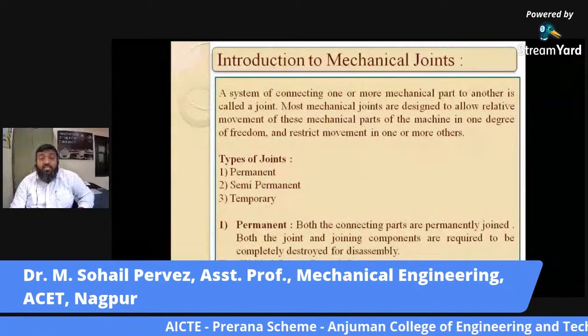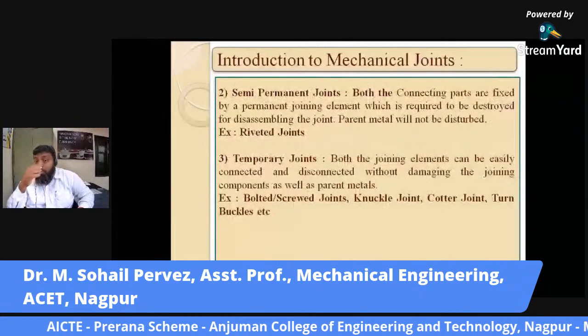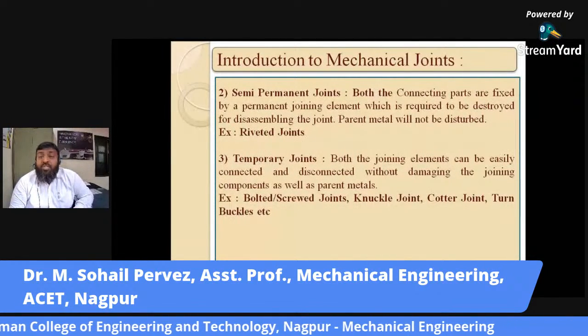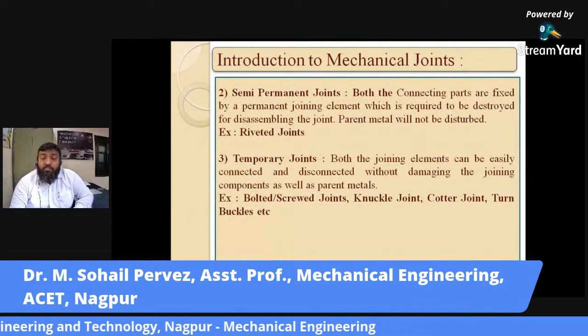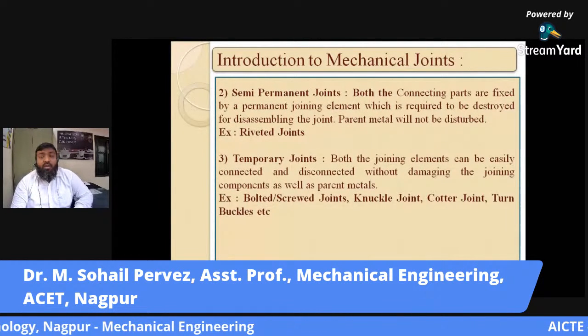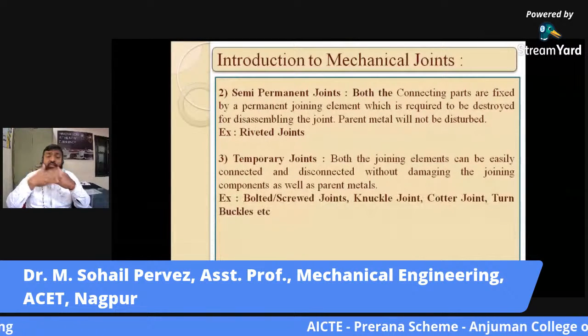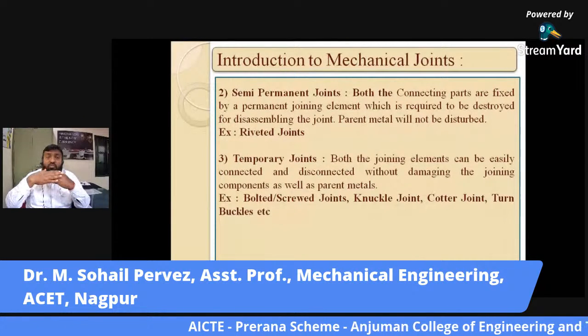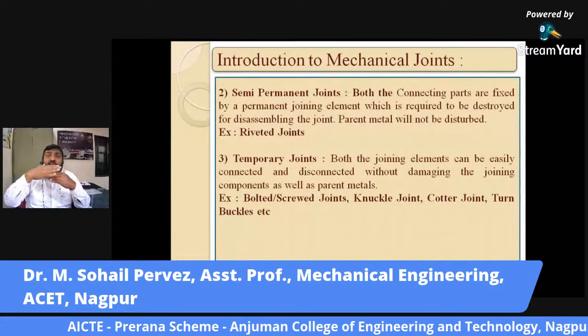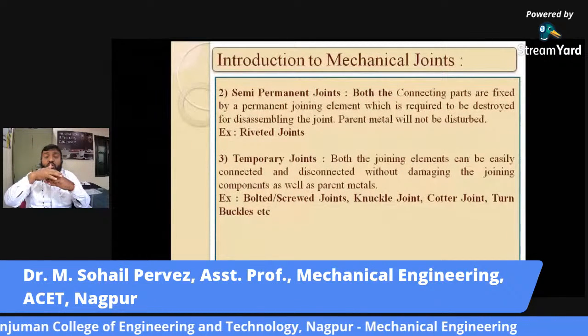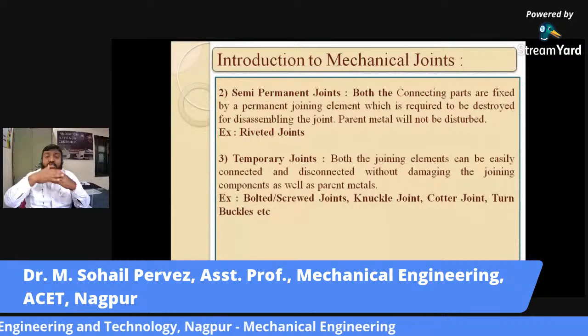The next is semi-permanent joint. Both the connecting parts are fixed by a permanent joining element which is required to be destroyed for disassembly. Parent metal will not be disturbed. Let us take the example of a riveted joint, wherein, only if you want to disassemble that joint, in that case only the rivet is required to be destroyed.